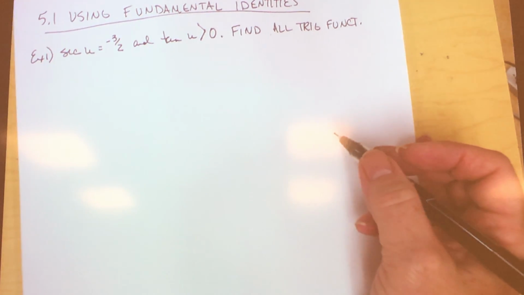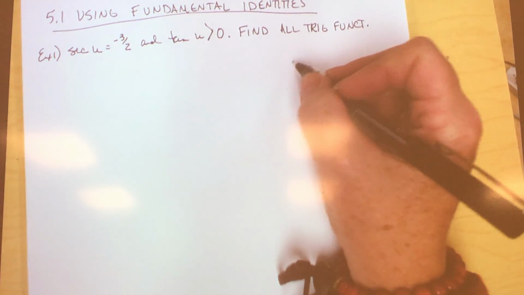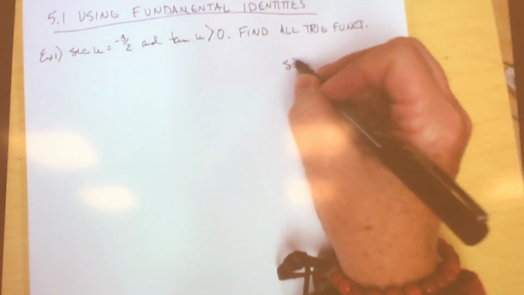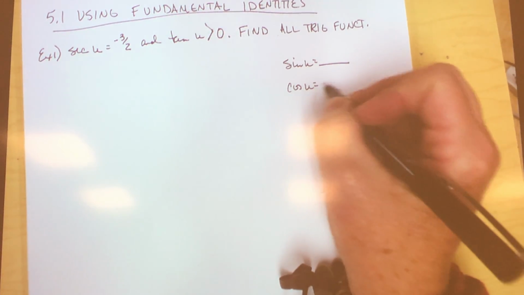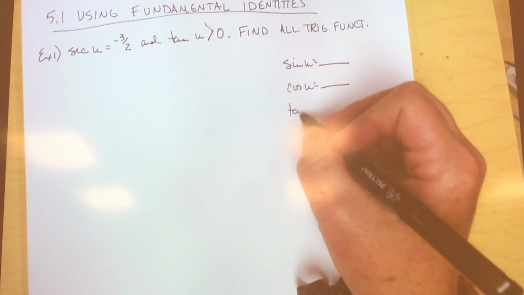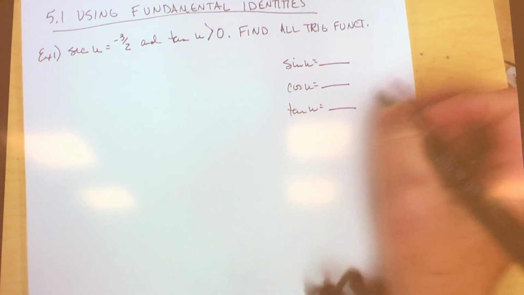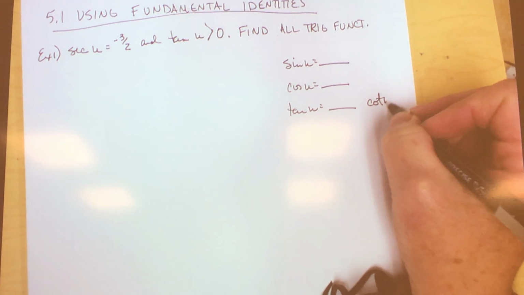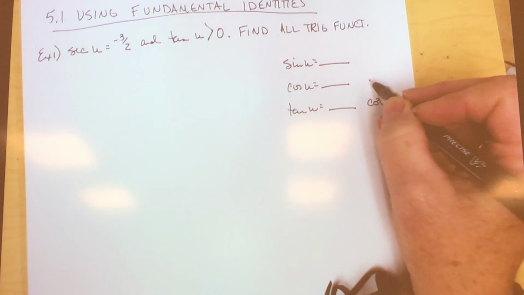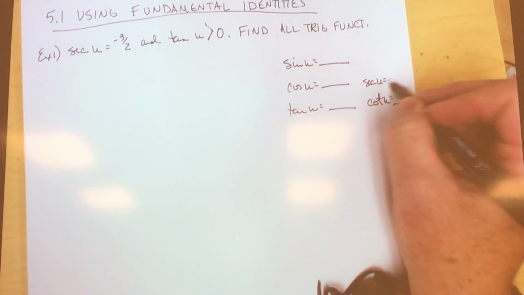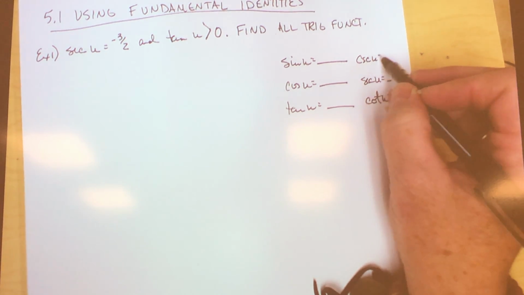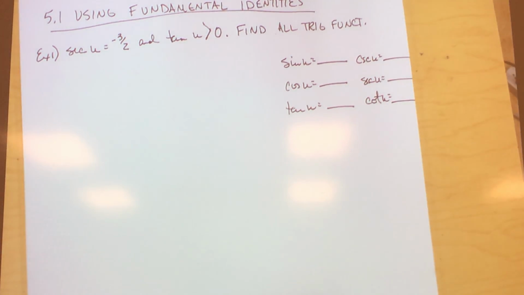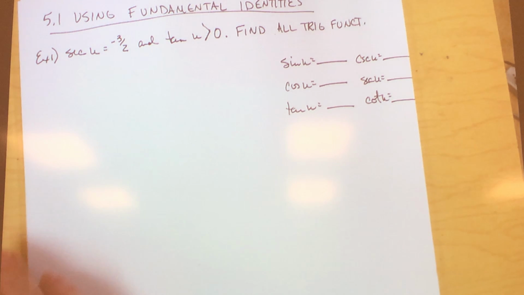So this is what it's going to look like on your test. It's going to say the sine of u is equal to what? The cosine of u is equal to what? The tangent of u is equal to what? The cotangent of u equals what? The secant of u is equal to what? And the cosecant of u is equal to what? Okay, so now tell me what I know.